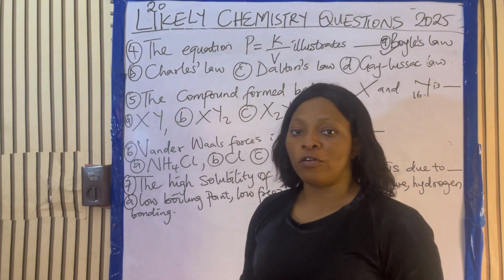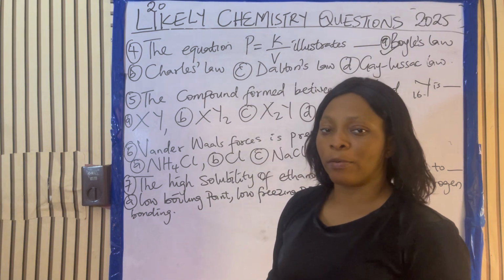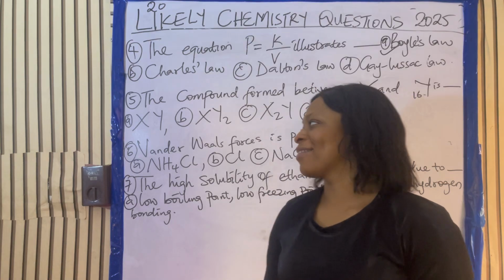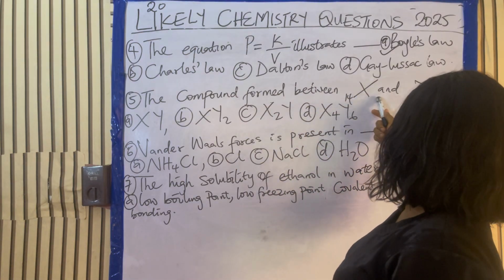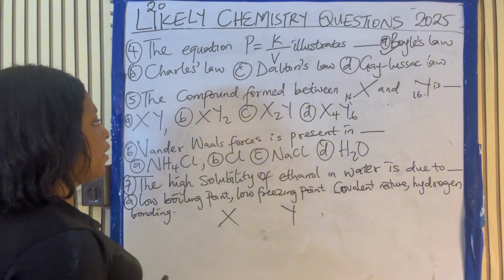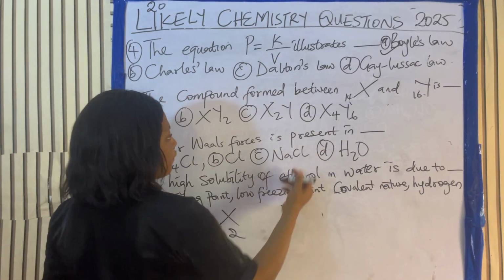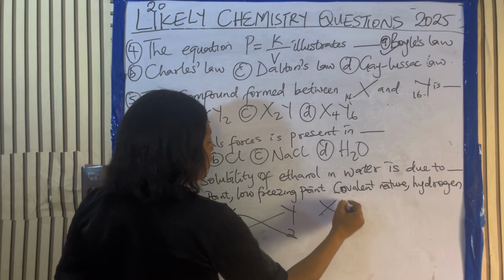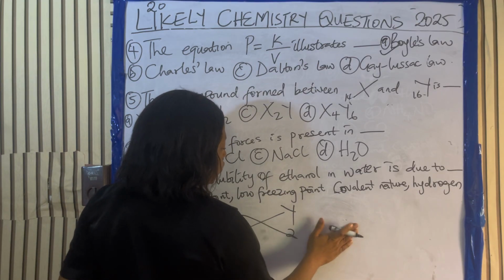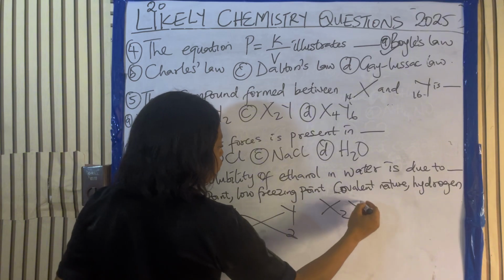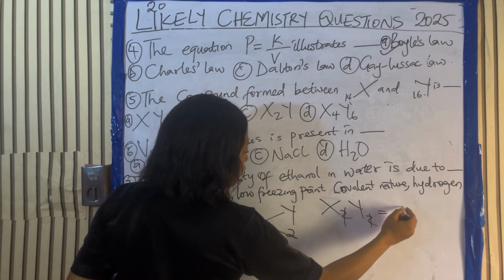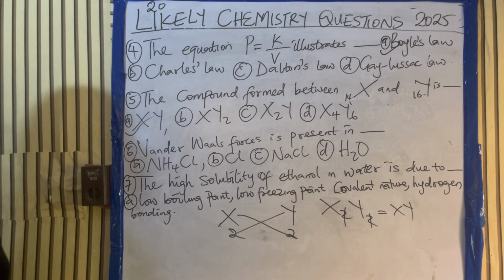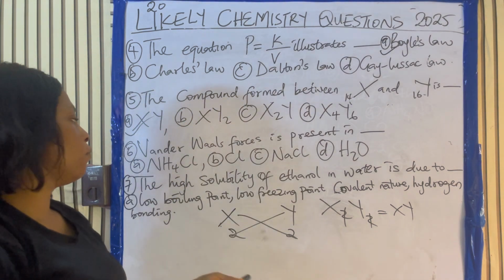At constant temperature, the volume of a given mass of a gas is inversely proportional to its pressure, provided the temperature remains constant. Okay, the compound formed between this and this is... So the valency of this one is 2, and the valency of this is 2. So when they marry, they will give you X2Y2. So divide, you have XY. So the answer to the question is XY.